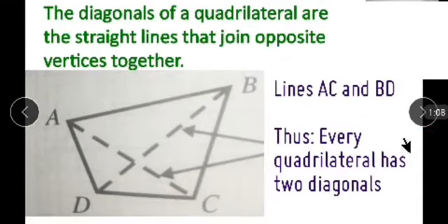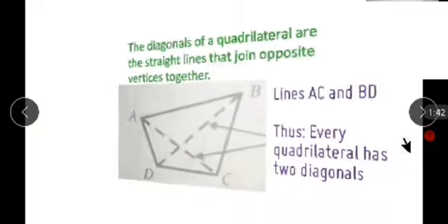Now, the diagonals of the quadrilateral are the straight lines. As you can see in that picture, AC and BD. Those are diagonal lines. They come from one corner of the quadrilateral to the opposite corner. Any line like that is called a diagonal line. And you can see line AC crosses line BD. So every quadrilateral has two diagonals.